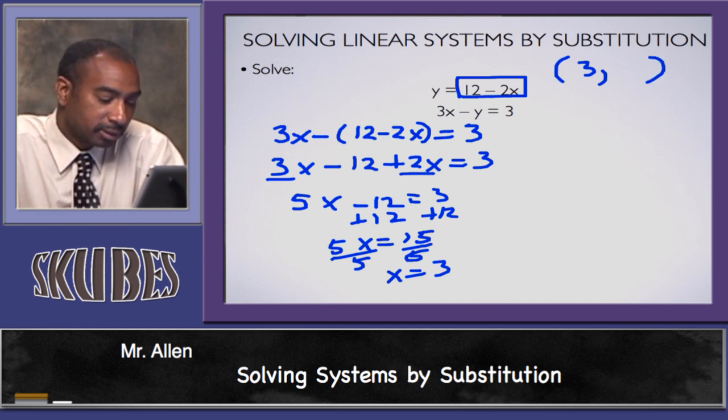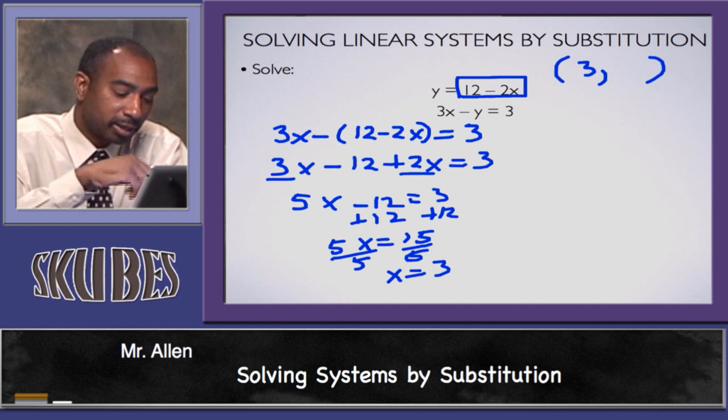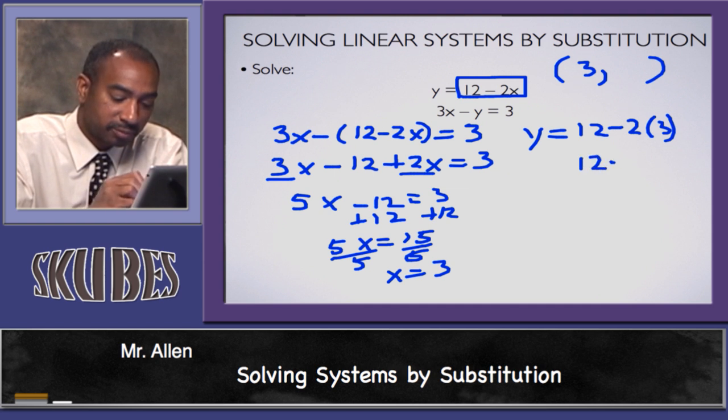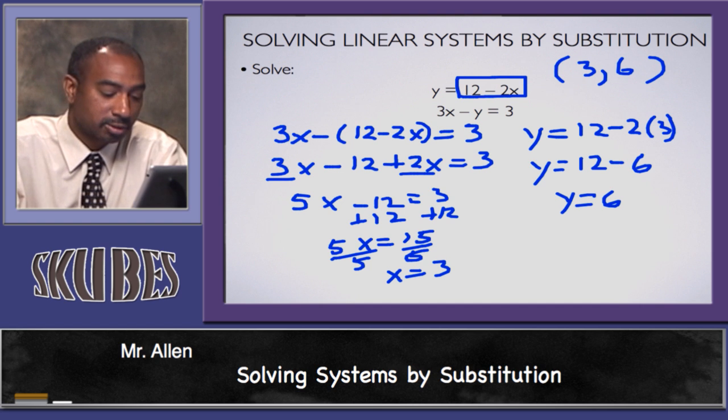Alright, and to get the y term, I just substitute this value into the expression in the top equation because y is already by itself. So I say 12 minus 2 times 3. So 12 minus 6. So y has to be 6. So (3, 6) is a point of intersection.